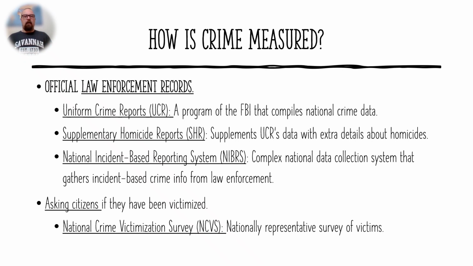The NIBRS details information about crime, including the nature and types of crimes committed during each incident. It gives victim and offender characteristics, the type and value of stolen or recovered property, and characteristics of arrested individuals. Information reported is completely voluntary.